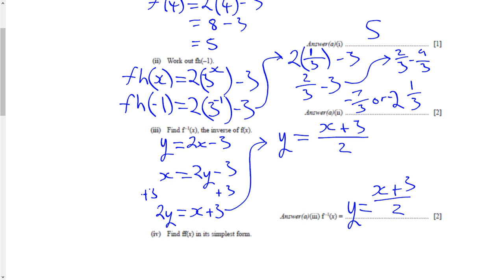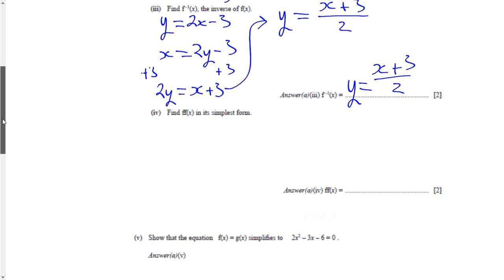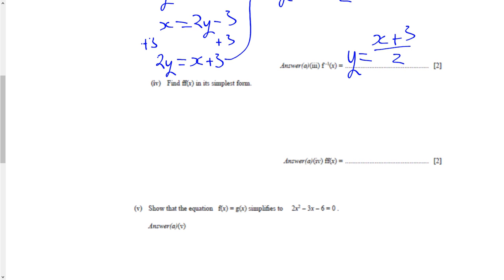All right. Now we'll do this last part here for this video, and then we'll do the rest in another video, because I don't want to run out of time. So find f of f of x in its simplest form. Now again, this is a composite function. This is a function within a function. So we're going to swap out our x for the f function, so it's itself again.